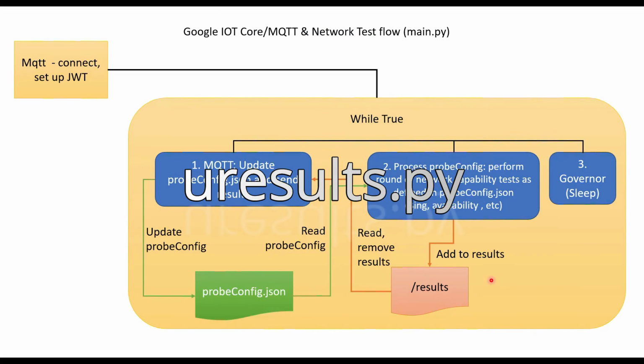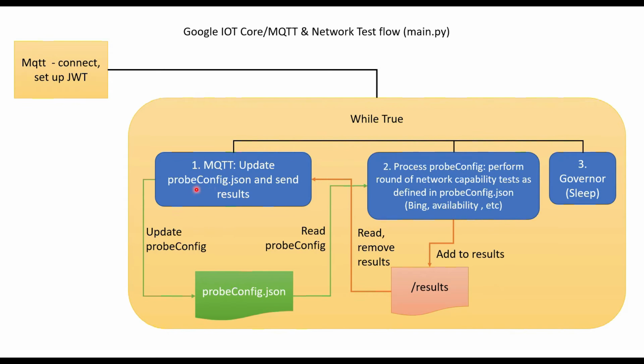Okay, we'll now have a look at how we deal with results. So in the MQTT process, the other thing it does is send results up to the IoT core. Results are held in a folder called results. Under the results, there's one file that has the results from each of the network tests or capability tests or probes in our results file. Those are read by this MQTT process, sent up to the IoT core, and then that particular result is deleted from the folder. So let's see the library that I use to help manage this results file I/O.